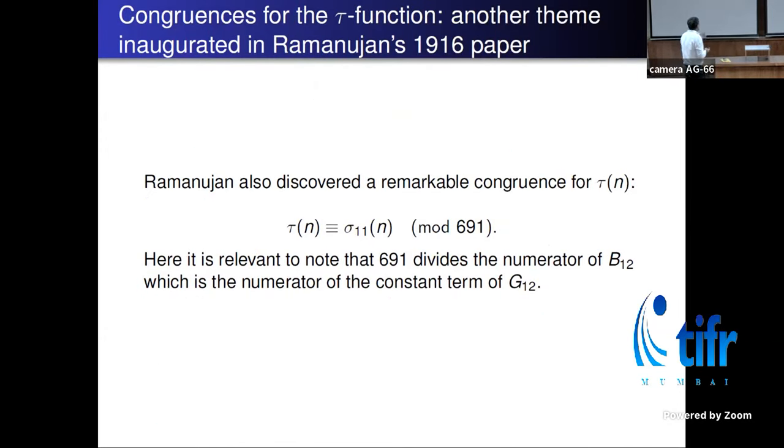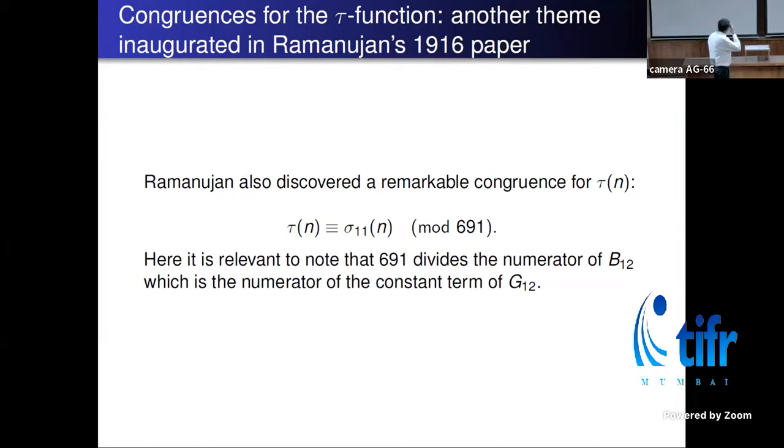All right. So this was some stuff about multiplicative properties and Archimedean size of tau n. Ramanujan also discovered a remarkable congruence for tau n, which has been very influential in various developments in number theory. Tau n itself as a function has no simple formula, right? It's some kind of mysterious function, but modulo primes, he discovered that mod 691, which is a fairly large prime, it is very simple, right? It's congruent to this simple arithmetical function, sigma 11 of n, which is just the sum of divisors of n to the 11th power. And somehow the 691 has something to do with the fact that 691 divides the numerator of the 12th Bernoulli number, which happens to be the constant term of the Eisenstein series of weight 12. Right? So there's some reason why 691 appears here.